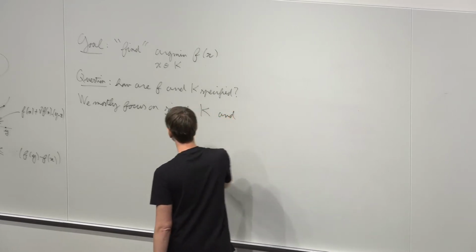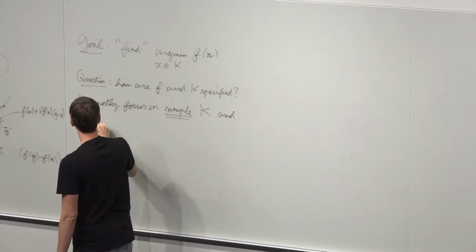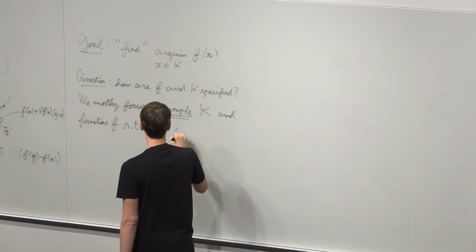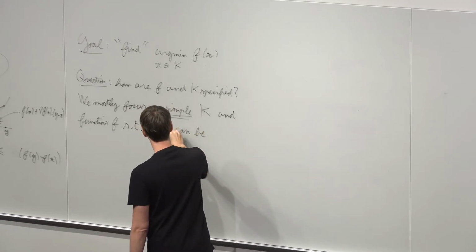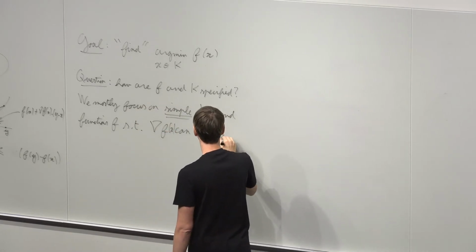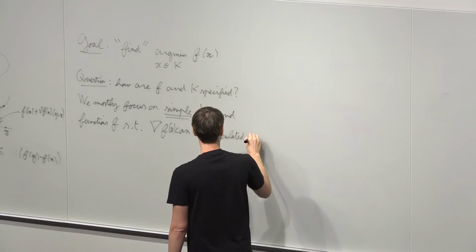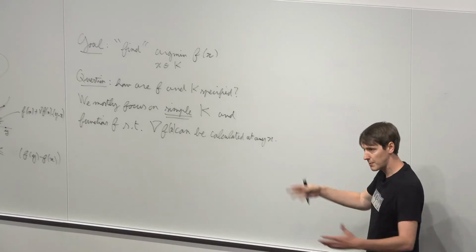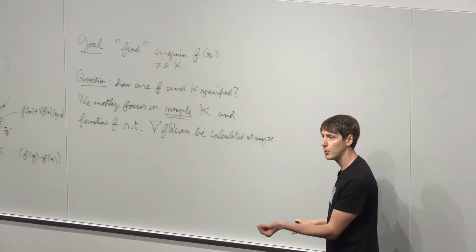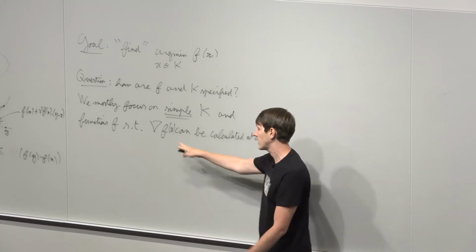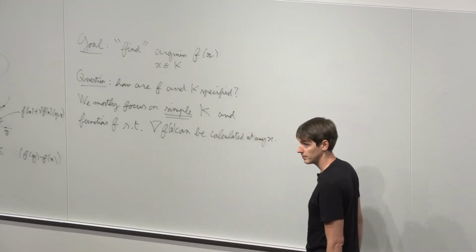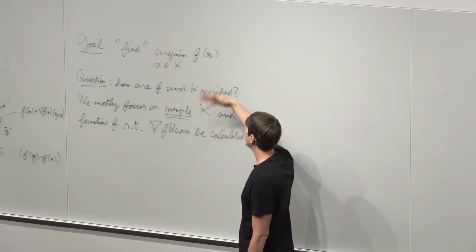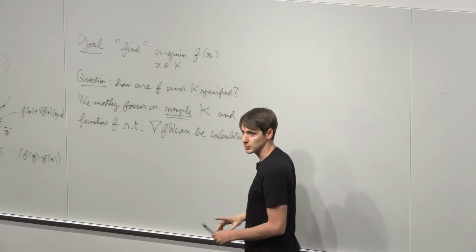And functions f such that grad f of x can be calculated at any x. So we will focus on convex functions, which maybe we don't know entirely, but if I ask you at any point what is its value and what is the gradient, I can answer that question efficiently. With those two building blocks, we want to build algorithms which are going to be as efficient as possible under certain assumptions on the function f.